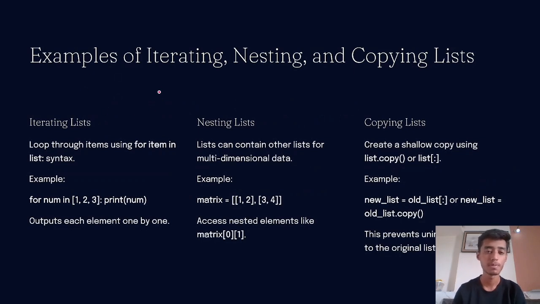Now let us see some examples of iterating, nesting and copying list. Here, loop through items using for item in list. For example, for num in [1, 2, 3]: print(num). Here, the whole list will be accessed one by one.